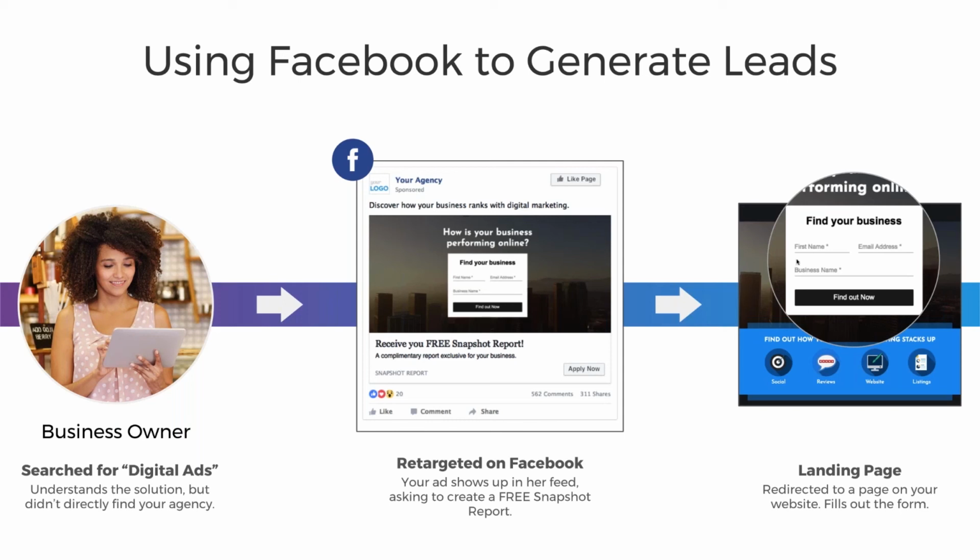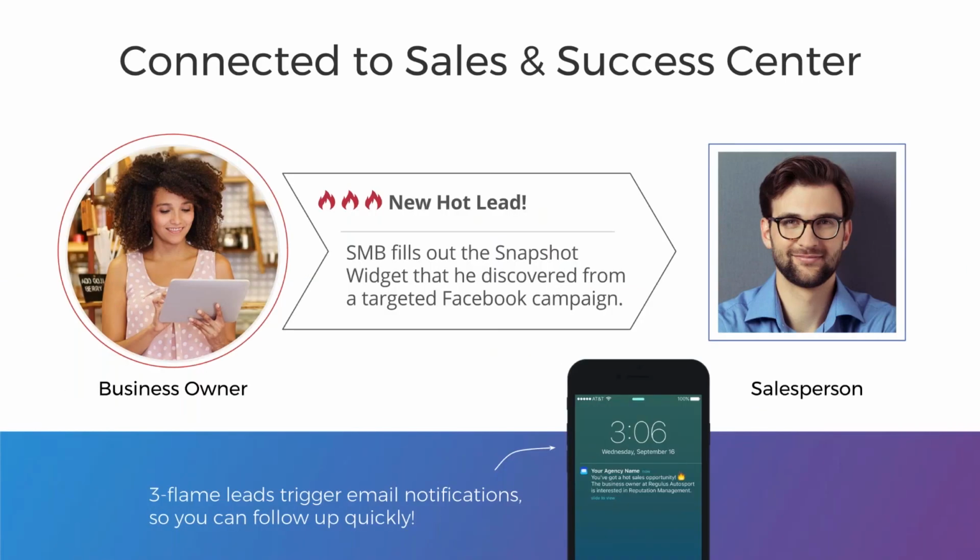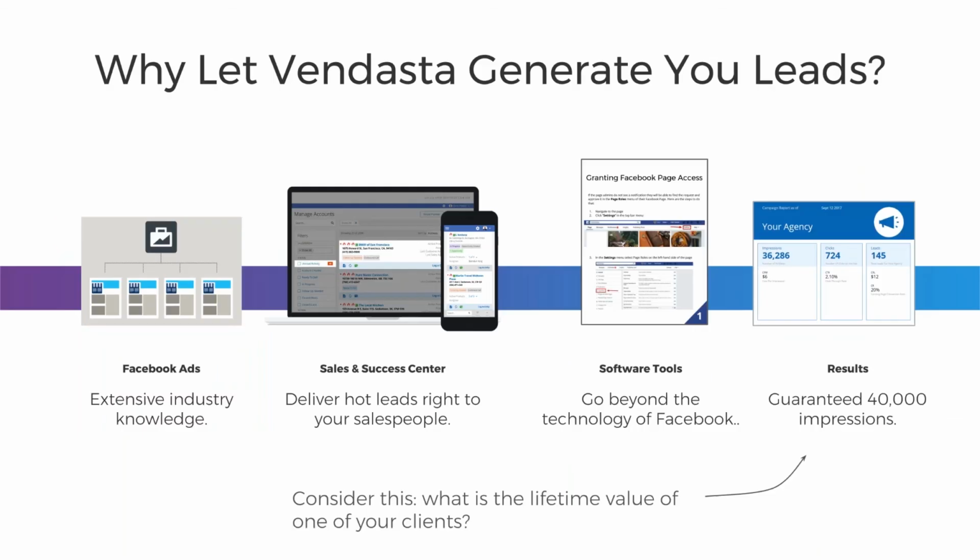And all they need to put in is their first name, email address, and their business name, which should automatically populate. And then 10 minutes later, they'll get an email with that snapshot report. And of course, on the back end, we have the salesperson at your agency who gets a hot lead notification that someone did go in and fill out that request for that report through the snapshot widget, and they can follow up with them right away.